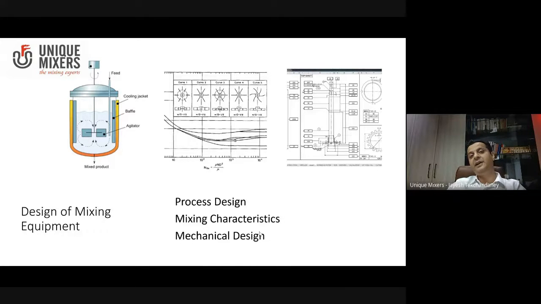All of these components need to be mechanically designed so that you are able to achieve the process objectives and the objectives of mixing. Because if you've not designed your system mechanically, it will simply fail, and you don't get the output. So all of these are important, and it is also important that these be carried out in the same sequence. You first need to carry out the process design, you follow it up with the mixing characteristics, and eventually you carry out a mechanical design.